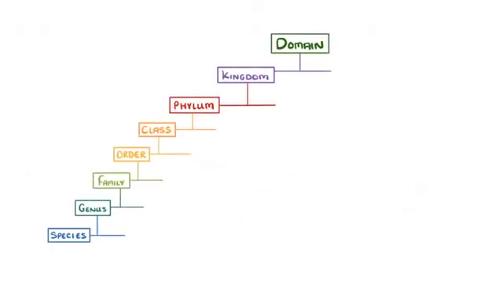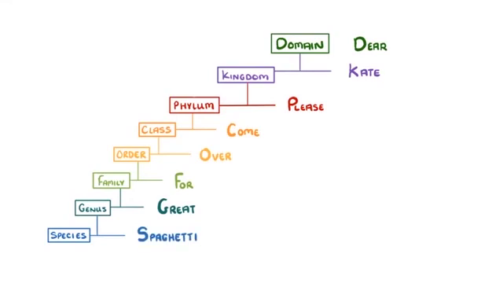Your challenge then is to learn the names of each of these levels of classification: domain, kingdom, phylum, class, order, family, genus and species. Best way to do that is to come up with some sort of mnemonic. For example, dear Kate, please come over for great spaghetti. Feel free to compose your own mnemonic. Usually the ruder ones are the most memorable.